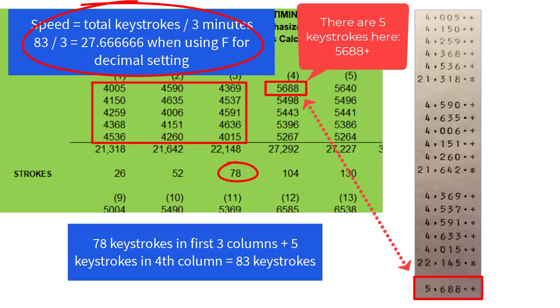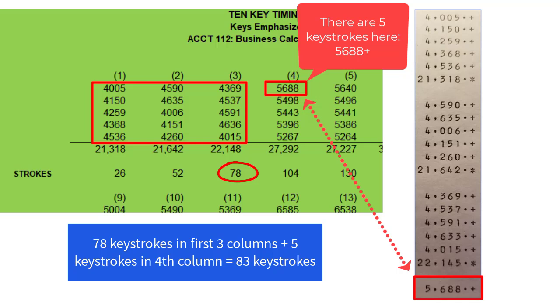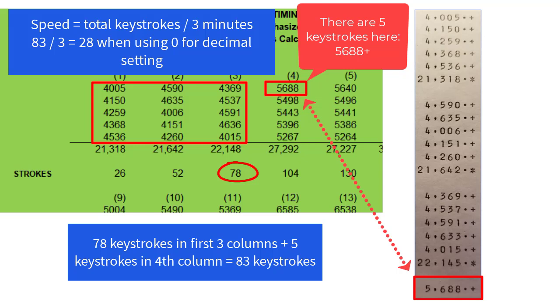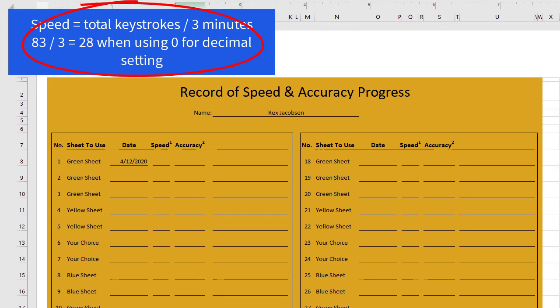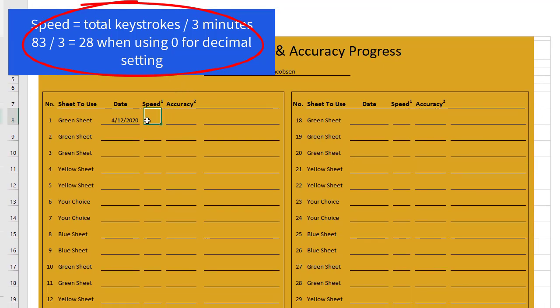If you want the calculator to round to the whole number, let's set our decimal selector to 0. So change your decimal selector now to 0 and we will redo this calculation. Now enter 83 divided by 3 equals, and what do you get? You should get 28. So I'm going to enter 28 in my goldenrod sheet as my speed for my very first timing.